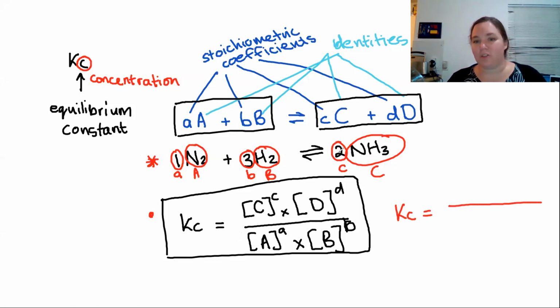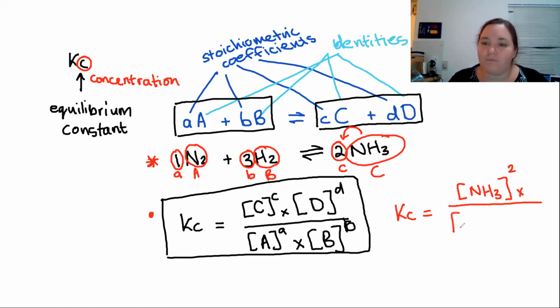now, it's always going to be your products first, so this will be the concentration of ammonia to the power of whatever's in front of it, which is 2. Since I've got nothing else, I don't put anything else. If I had 4 other products, I would put every one of them multiplied afterwards here, raised to the power of its own stoichiometric coefficient. So whatever's there raised to the power of whatever's in front of it.